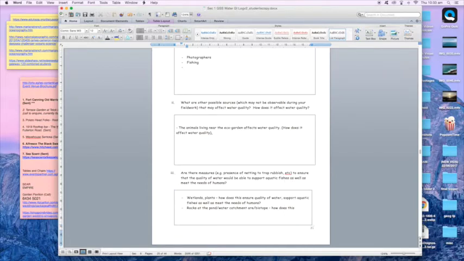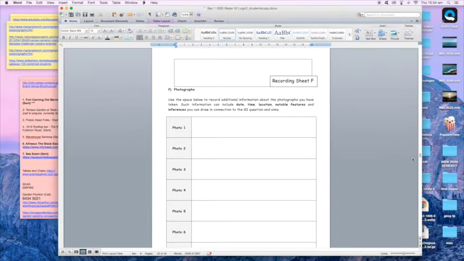Support aquatic fishes. Okay, so same thing. Everything that you observe and you think that those are measures to help support, ensure quality of water, support aquatic fishes and needs of humans, you list it down here. Alright.